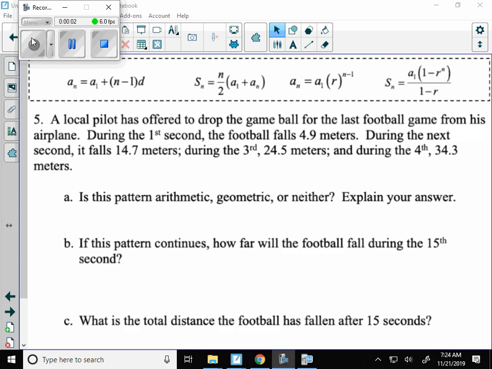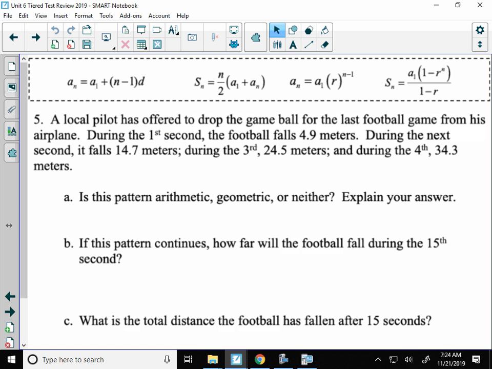Alright, this is the second video for part 2 of your Unit 6 test review. So we're going to do the word problem first. It says a local pilot has offered to drop the game ball for the last football game from his airplane.